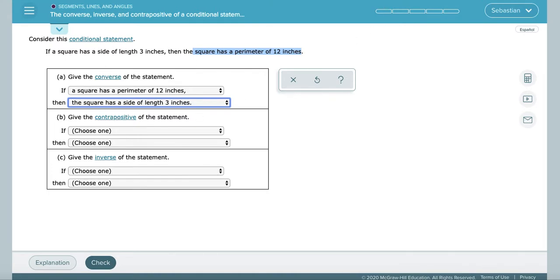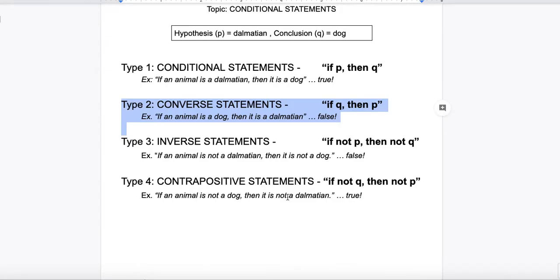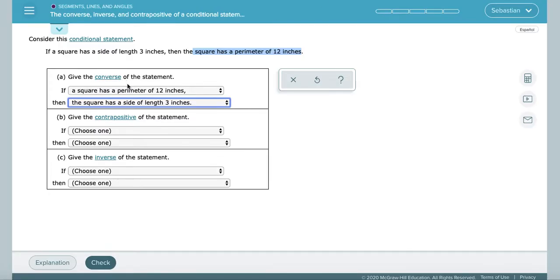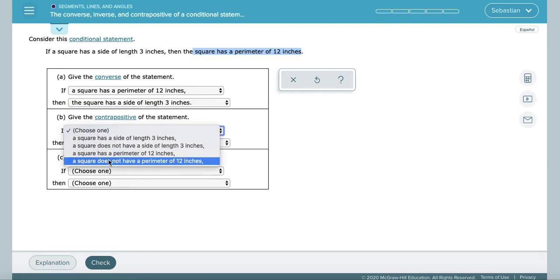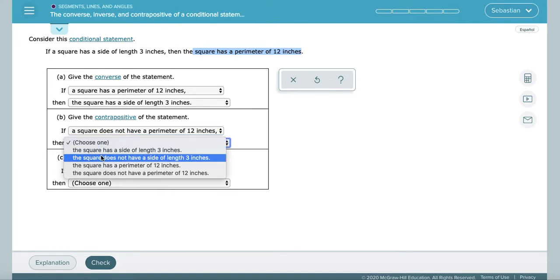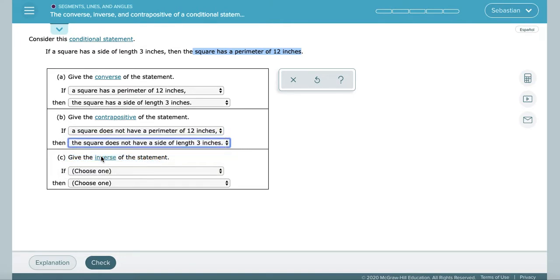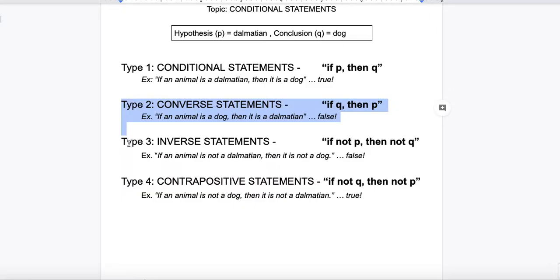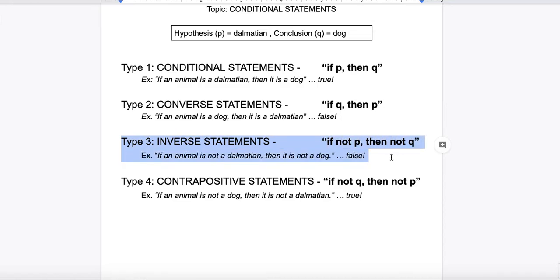For the contrapositive, let's go back. The contrapositive is going to be the converse statement, type 2, but with negations. So I'm going to look at my statement above, and I'm just going to put a not in it. If a square does not have a perimeter of 12 inches, then a square does not have side lengths of 3 inches.